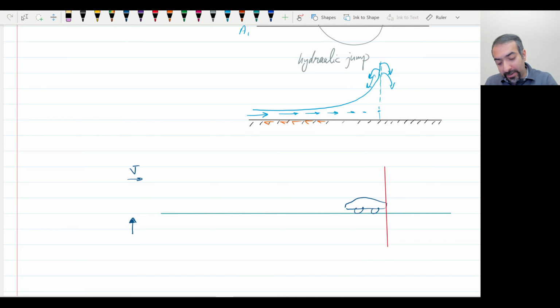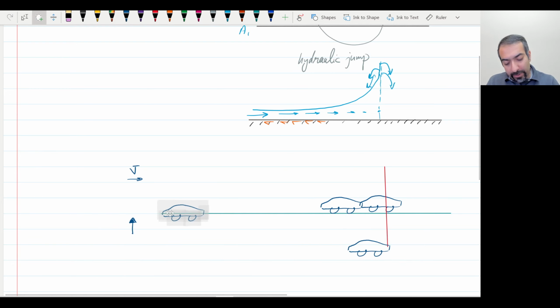Now, what happens to the next car? If there is another car here, that car also wants to come to this location and come to a stop. But of course, there's this car in front of it, so it's going to hit this car, and as a result, there's going to be a little damage. But then both cars are going to move a little further forward, right?